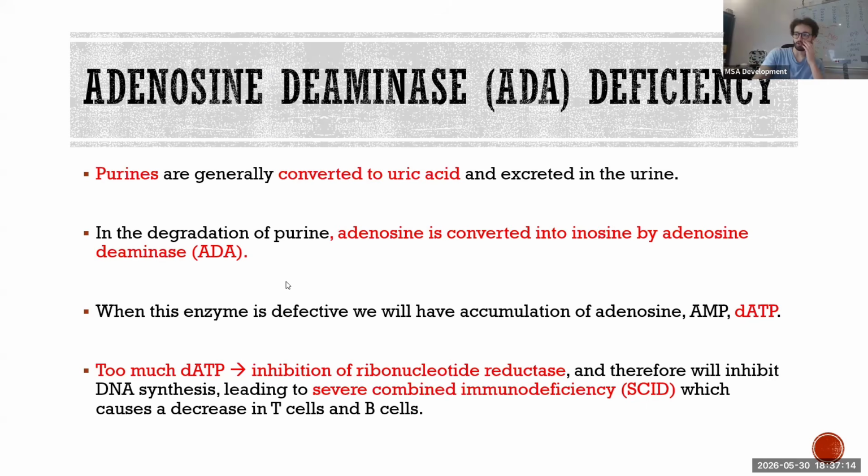Okay? Adenosine deaminase, which usually breaks down purines, when it's deficient, we will have accumulation of dATP. Too much dATP inhibits ribonucleotide reductase. So the ribonucleotides will no longer be turned into deoxyribonucleotides. So this will lead to no DNA synthesis, and it will lead to a condition called severe combined immunodeficiency, SCID. Memorize this very well. Next condition is gout, which is hyperuricemia.